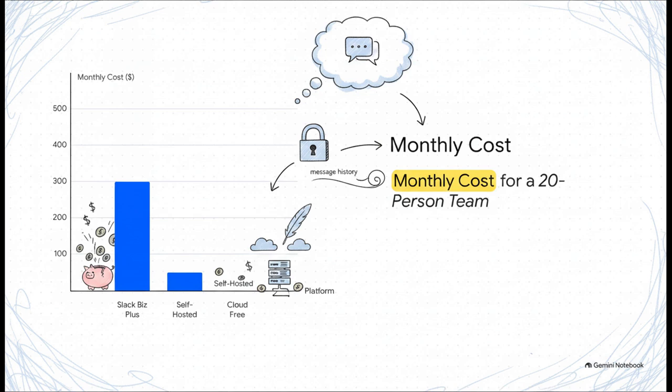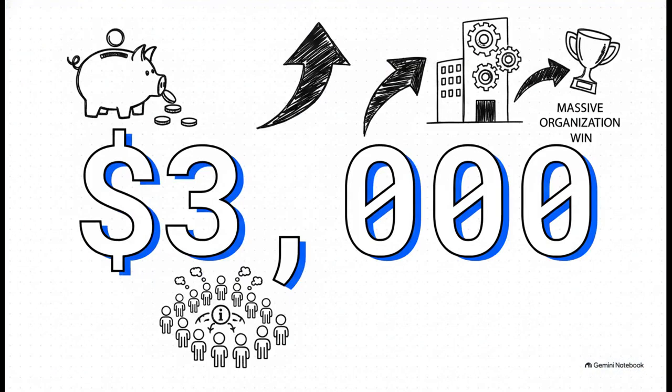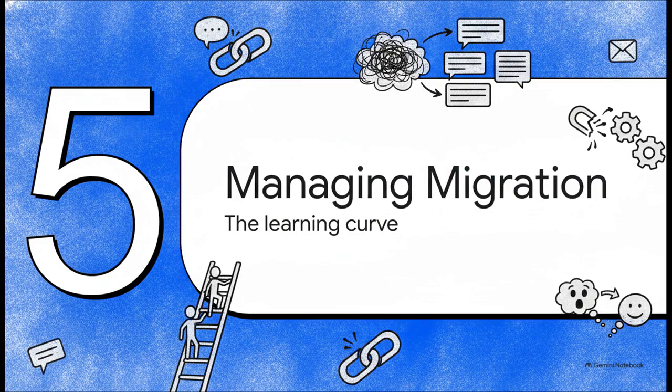You literally only pay for the underlying server, typically around $30 to $50. Or if you fit the usage limits, the Zulip Cloud free tier drops that cost to absolutely zero. To put that into perspective, that translates to an annual savings of roughly $3,000 for our 20-person support team example. For small to medium enterprises, redirecting that capital while actually improving how your team communicates, that is a massive organizational win. But how do we actually get there?